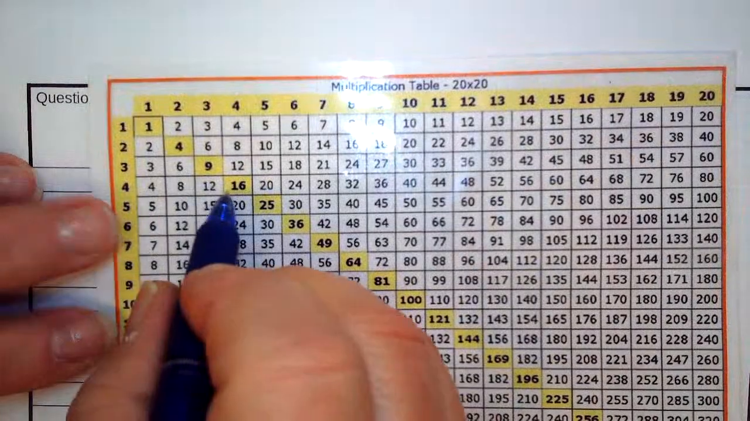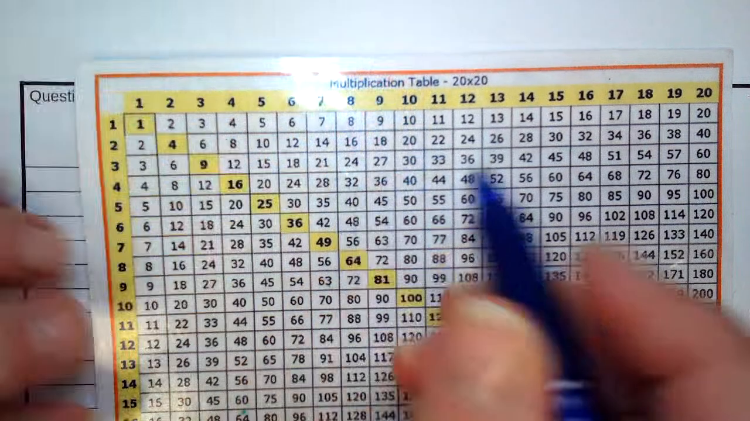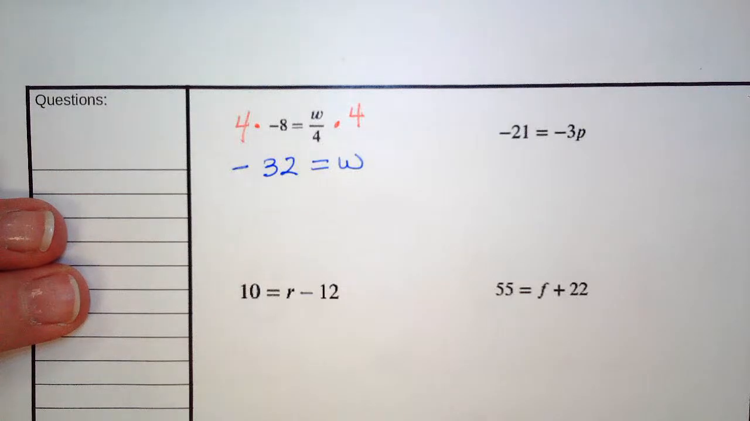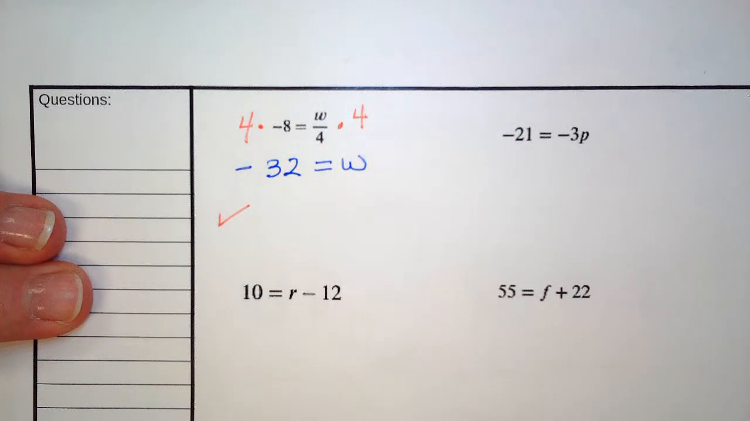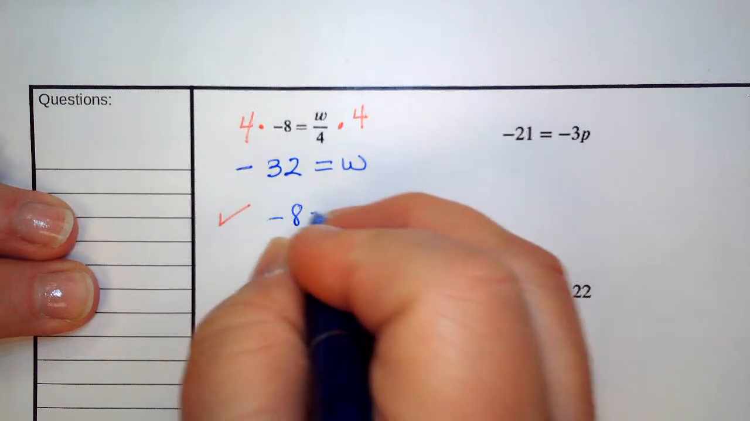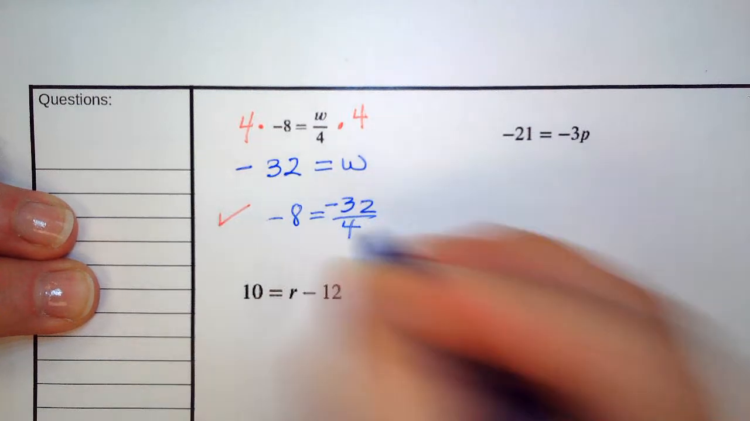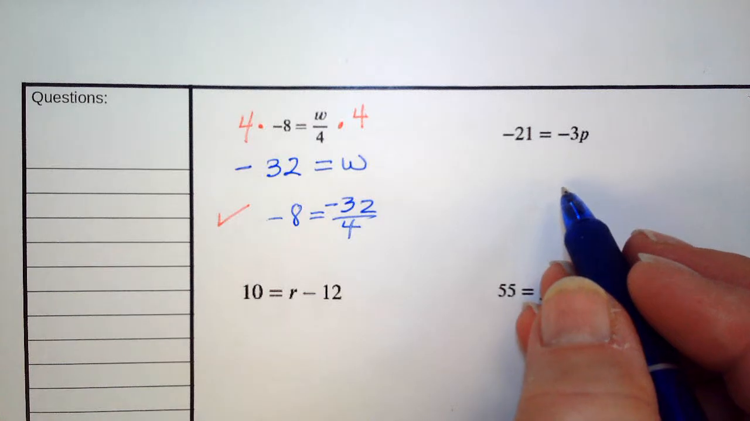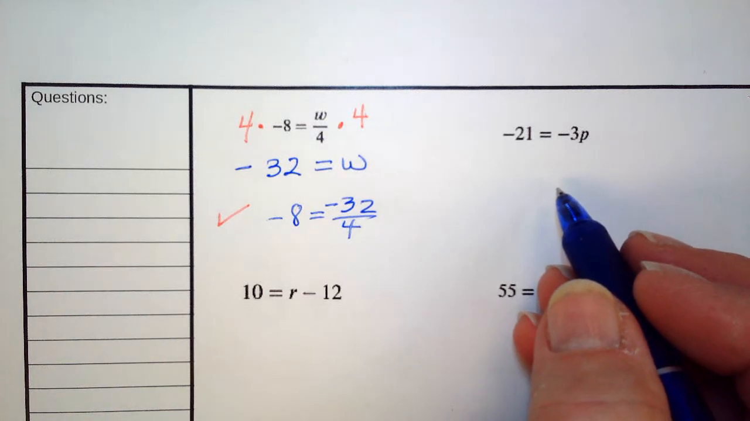Always use your multiplication tables. Here's 8, here's 4, they intersect at 32. When I get ready to check, I sub it in. So, is -8 equal to -32 divided by 4? Yes. Okay, we've checked the last 5. We're going to stop checking and we're just simply going to do the math.